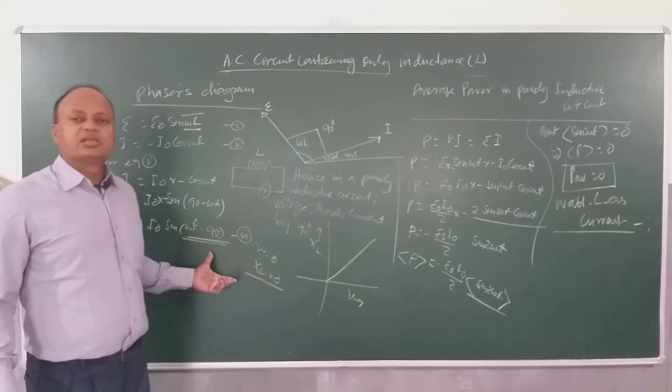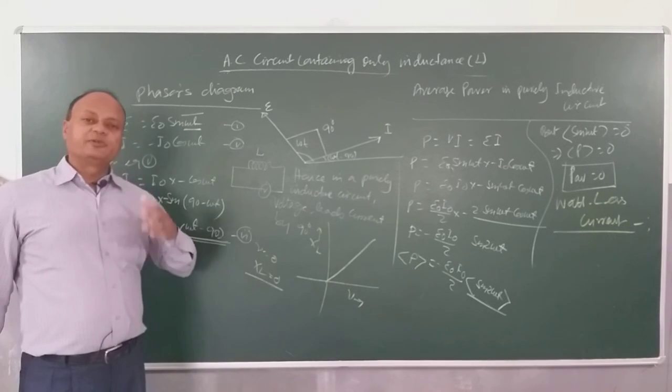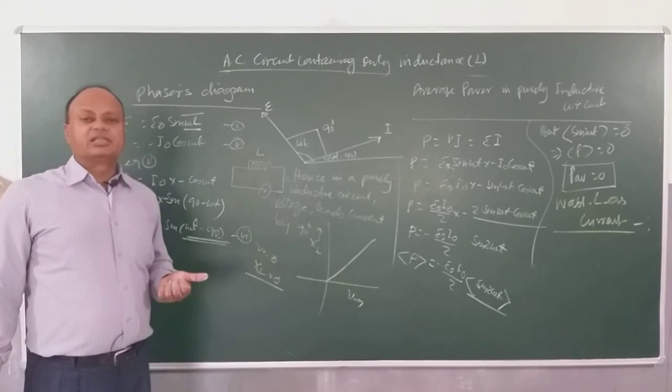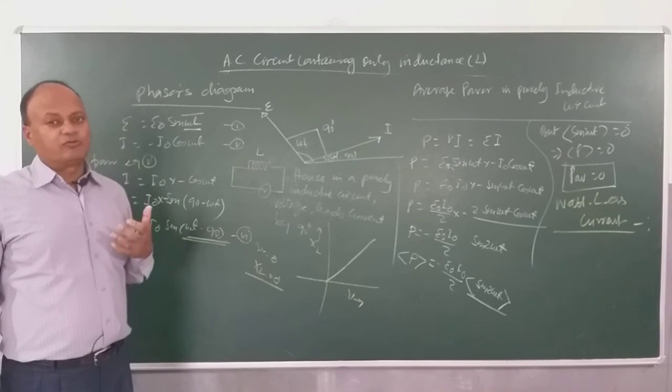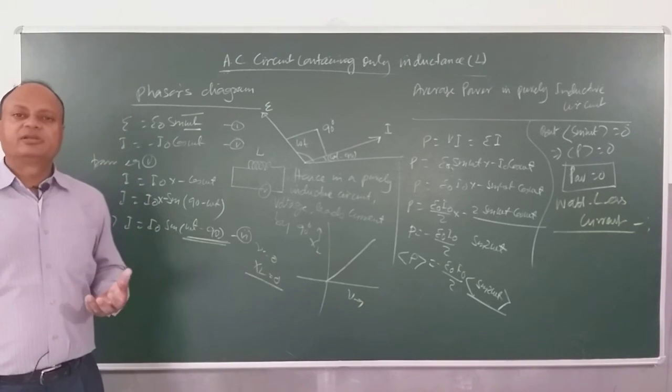So you understood what is wattless current. If the phase difference between current and applied voltage is 90 degrees, then the current is called wattless current. And why do we call it wattless current? Because it does not cause any power loss.